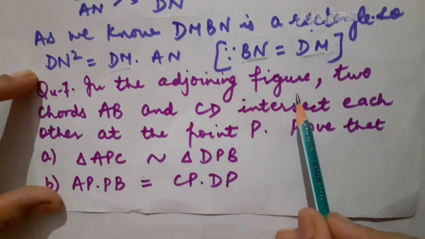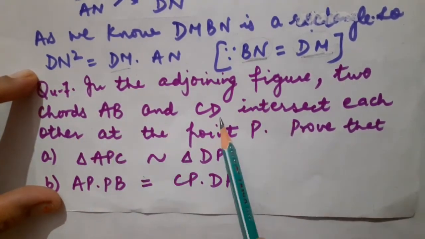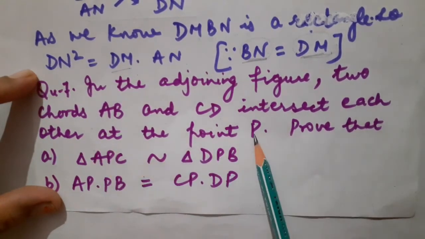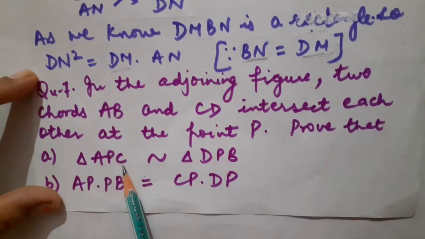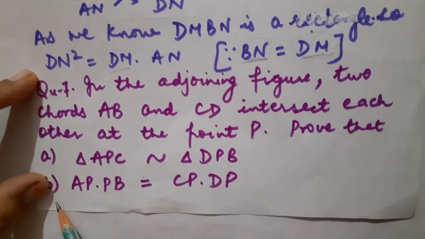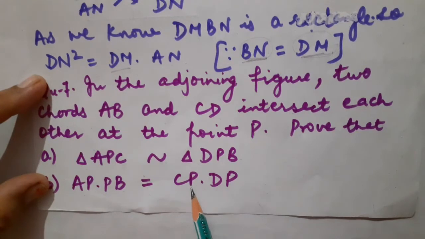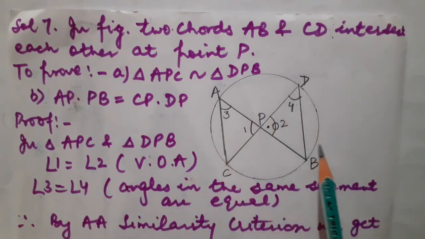In the adjoining figure, two chords AB and CD intersect each other at the point P. Then we have to prove that triangle APC is similar to triangle DPB. And in B part, we have to prove that AP into PB is equal to CP into DP. So let us understand the statement through diagram. So children, this diagram is given to us in the question itself.